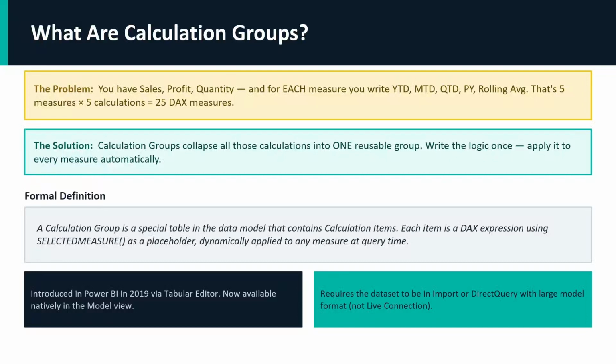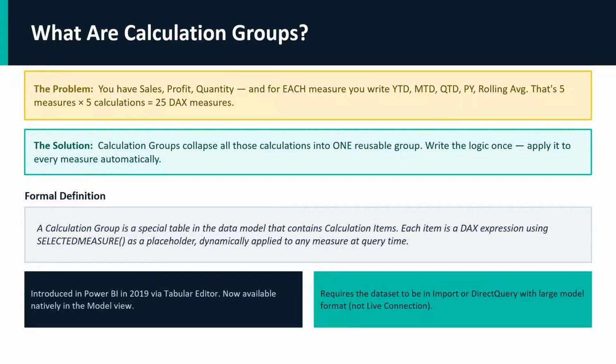Year to date, YTD, right? So it applies that logic across the board. So we don't need to worry ourselves so much. But what is the formal definition of a calculation group? It is basically a table in the tabular data model that contains calculation items.